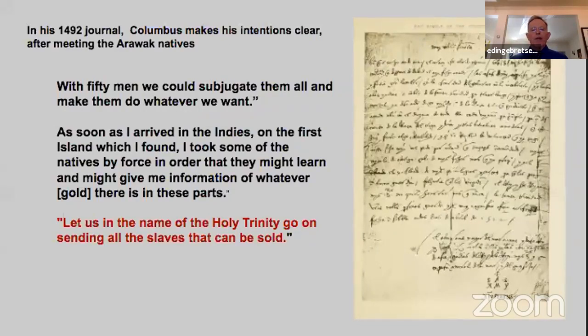As soon as I arrived in the Indies on the first island which I found, Hispaniola, I took some of the natives by force in order that they might learn and might give me information of whatever gold there is in these parts. Let us, in the name of the Holy Trinity, go on selling all the slaves that can be sold.